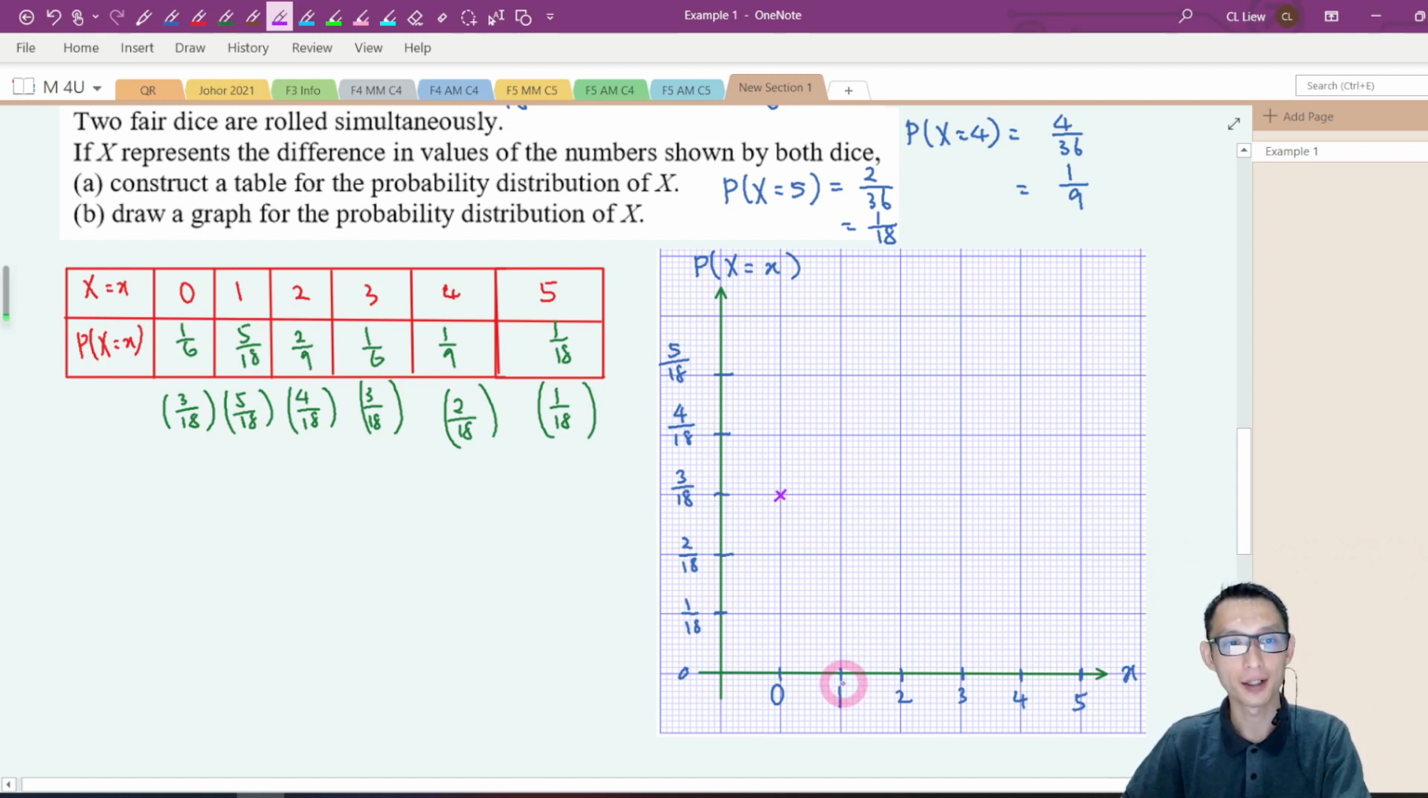How about 1? 5 over 18, which is over here. How about 2? 4 over 18, which is over here. And 3, 3 over 18, same as this one. 4, 2 over 18, which is here. And 5, 1 over 18, which is here. So what you need to do next is just draw a vertical line like this.